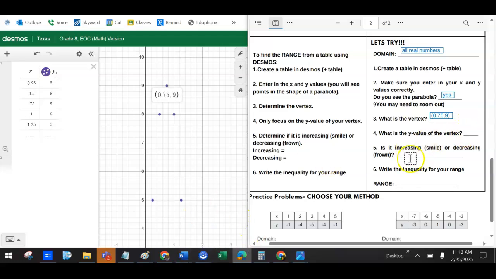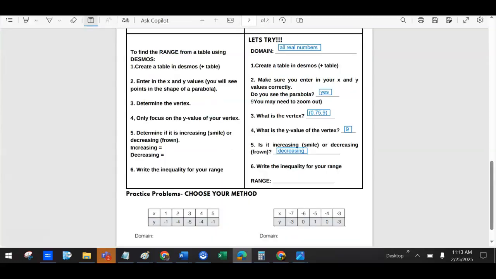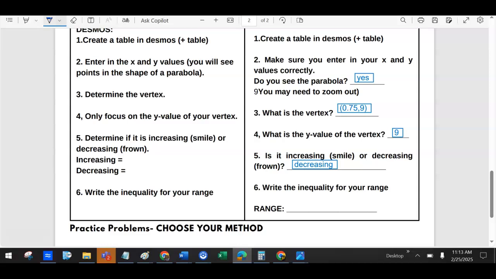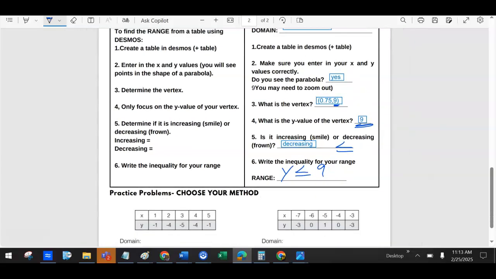So the y value of the vertex is 9. Since it's going down like a frown, it is decreasing. So we're going to have to use the decreasing inequality, which is a less than or equal to sign. Okay. So let me zoom in on this so you can see it. So that means y is going to be, as it goes down, less than or equal to the y value of the vertex, which is 9. Okay.